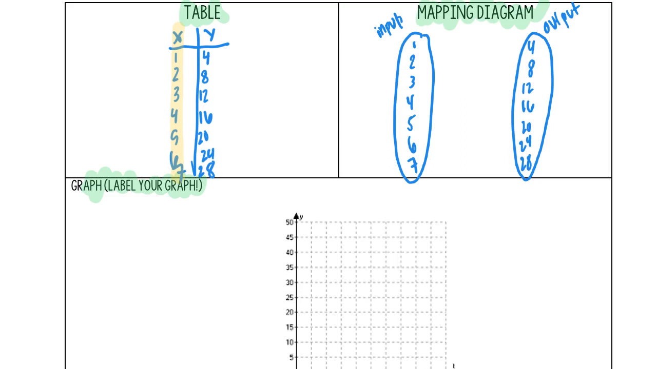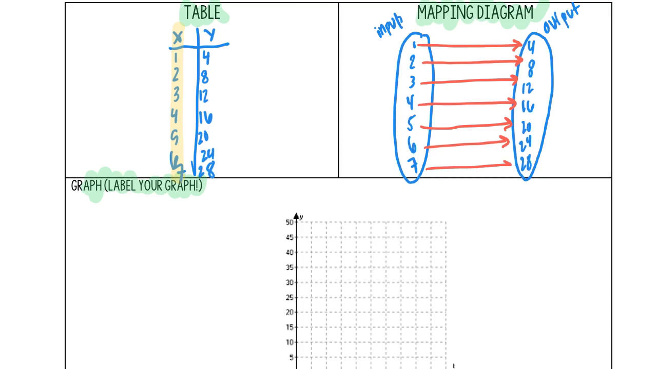Then the final thing that you'll put in a map are arrows. So this one is going to be pretty basic, but you'll draw an arrow from the input to its created output. So if you put in $1, you got 4 quarters. If you put in $2, you got 8 quarters. So on. $4, you get 16. 5, you get 20 quarters. 6, you get 24 quarters. 7, you get 28.